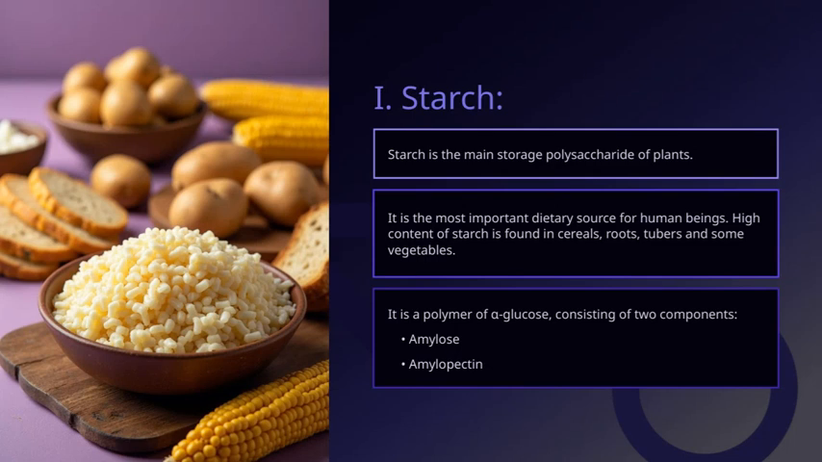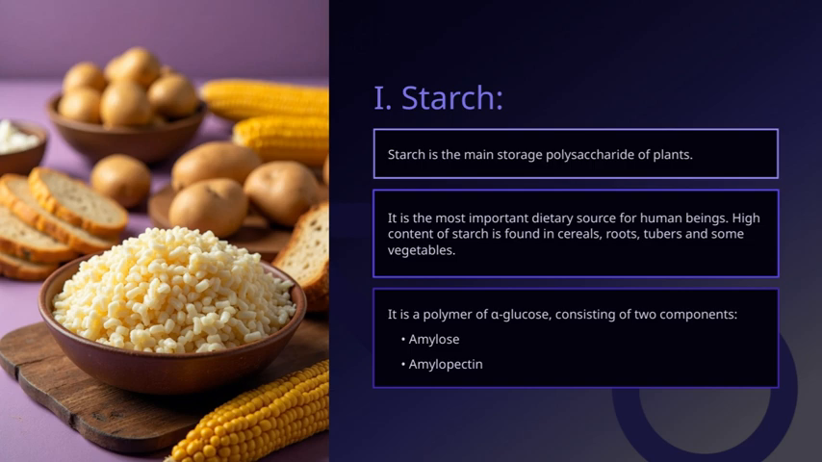Now, let's take a closer look at starch, which is a crucial energy source for us humans. Starch is made up of two main components, amylopectin and amylose. Both are polymers of alpha-glucose, but they differ in structure and how they are arranged. Amylopectin is highly branched, making it more easily digestible, while amylose is mostly linear. These differences affect how our bodies break down starch and absorb glucose.